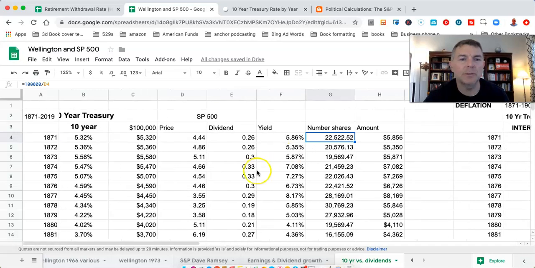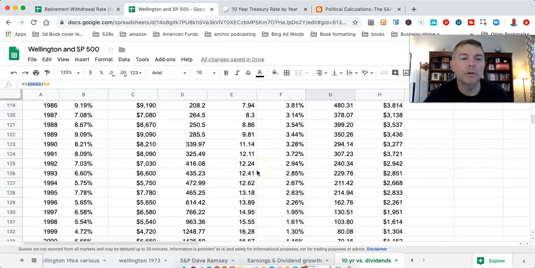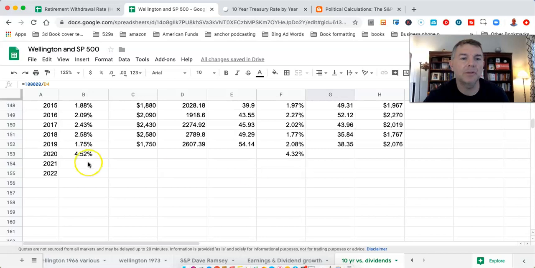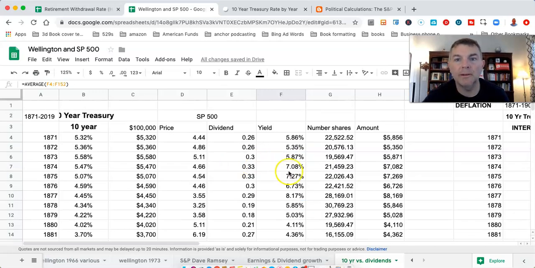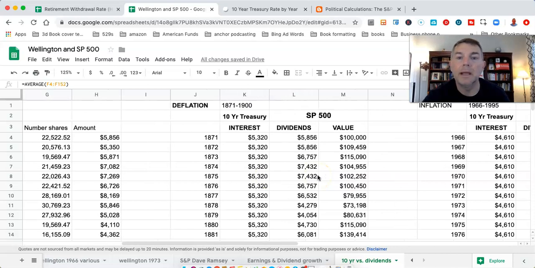Now, real quick, I just want to show you something. If we look historically, going back to 2020, the average 10-year Treasury bond has paid 4.52% historically. Right now it's 0.9. Historically, the S&P 500 has yielded 4.32%. Right now it's less than 2. That shows you the low interest rates that we are dealing with right now. It's nuts, man. It is nuts.